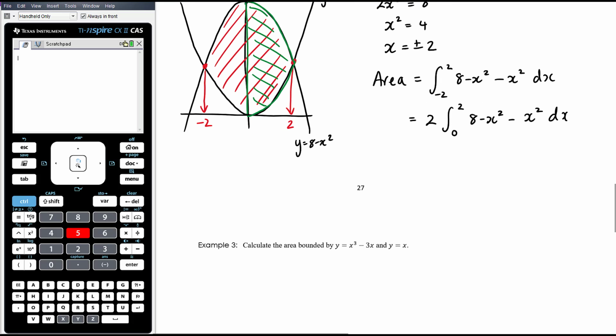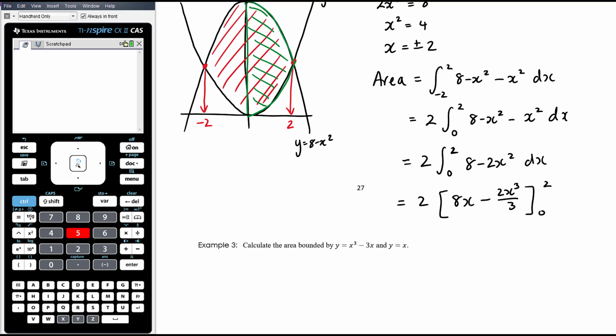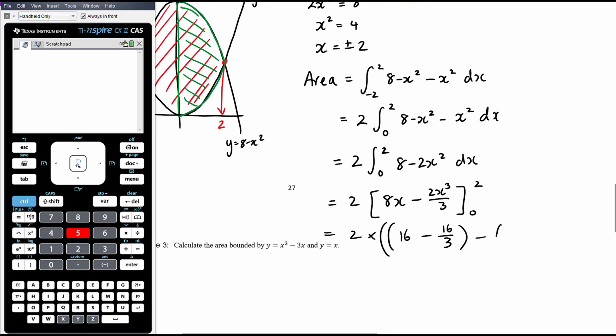Now, before you do your antiderivative, if you can collect some like terms from having subtracted the functions, we want to do that. So 2 times the integral from 0 to 2 of 8 minus 2x squared, and now we'll antidifferentiate. So that's going to be 8x minus 2x cubed on 3, from 0 to 2. Okay, so we have 2 times, subbing in 2 gives us 16, minus, now 2 cubed is 8, 2 times 8 is 16 on 3, and then we want to take away, that'll be 0.